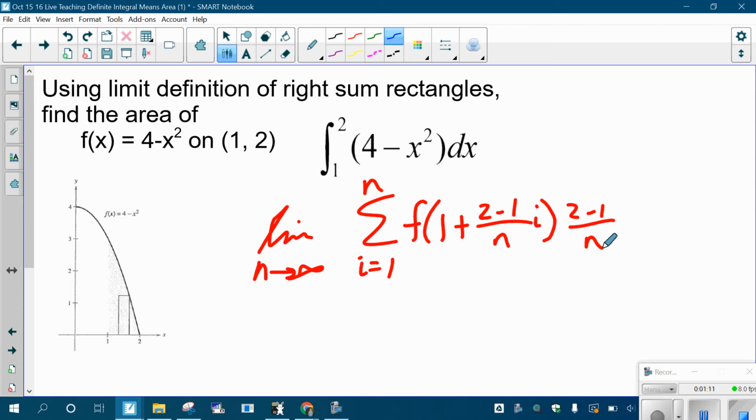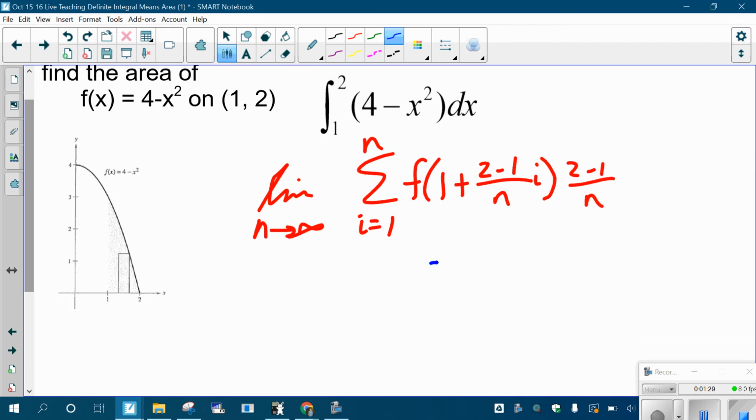Again, I cannot emphasize enough that you need to memorize that limit definition of the definite integral. You need to be able to set that up, okay? That's what the AP likes to ask, to make sure that you can set up this limit correctly. Now I need to evaluate it, okay? And this is kind of annoying, but you guys can totally do this.